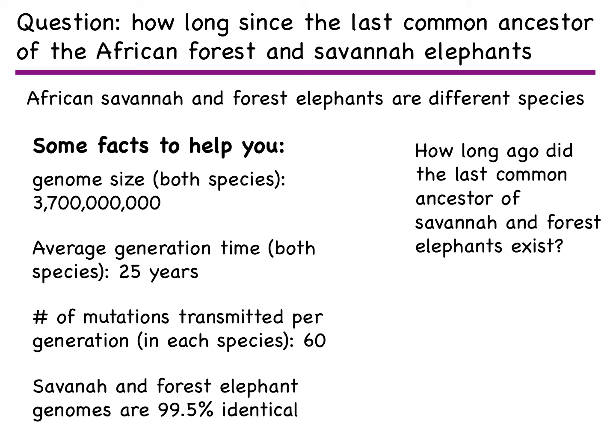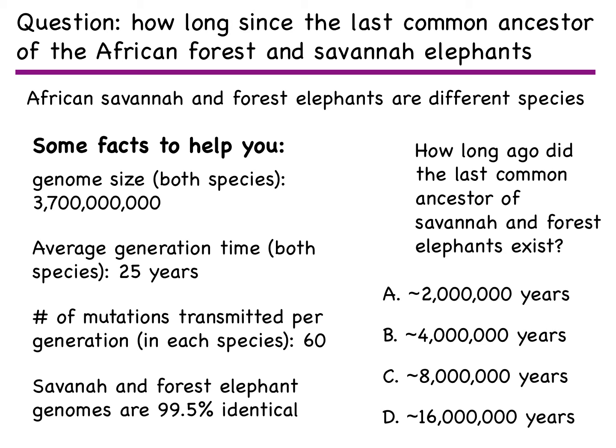If you compare the genome sequences of savanna and forest elephants, they're about 99.5% identical. Using this information, I'm going to let you calculate the time since the last common ancestor of the savanna and forest elephants, and you can choose between any one of these four answers. If you want to think about this on your own, this is the time to stop the video and try to figure this out. Then I'm going to walk you through the numbers after you restart the video.